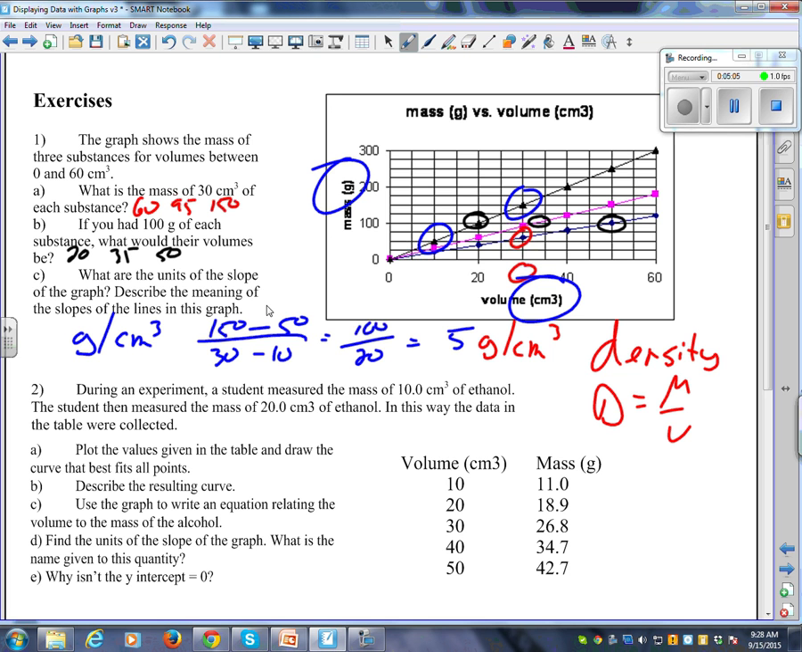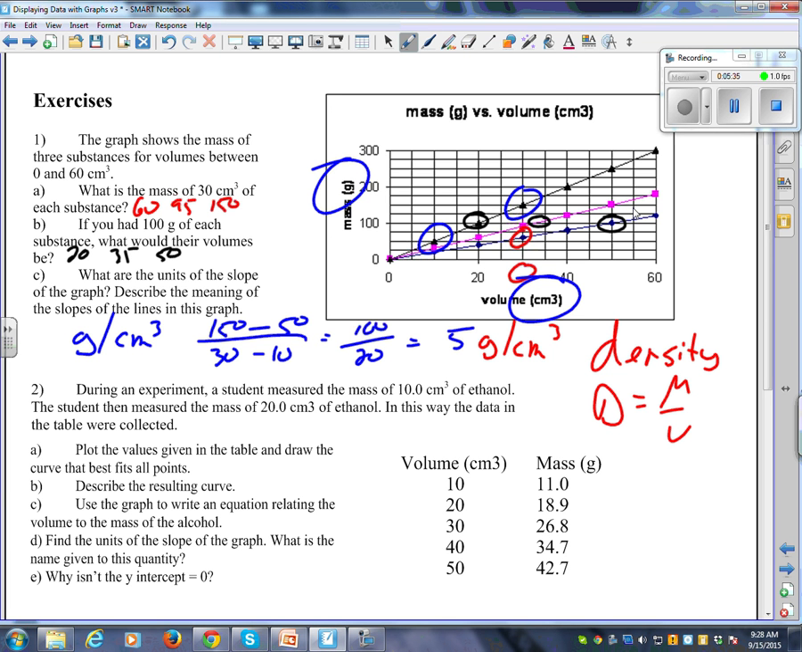Have you ever seen that? Mass over volume. What's the quantity of the Y? Mass. What's the quantity of the X? Volume. So what is the slope? It's mass over volume, which is density. What's the density of this substance? It's 5 grams per cubic centimeter. The density of the pink one would be about 3 grams per cubic centimeter. The density of this blue one at the bottom would be maybe 1, right?